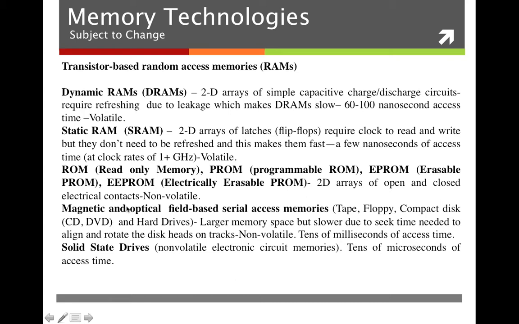And then we have the magnetic and optical serial access memories. They're serial in a sense that the way that we access information is not random. So in order to get to a place, you have to get to a place before that place. That's what makes them serial. And these typically are tapes and floppies and compact discs and hard drives. They're larger in size, but they're slower. And they're slowly being replaced by solid-state drives.